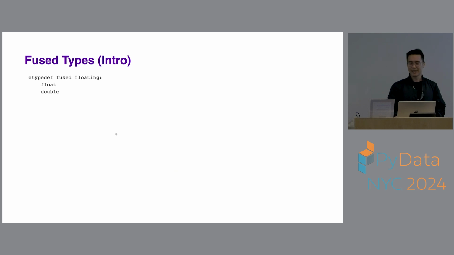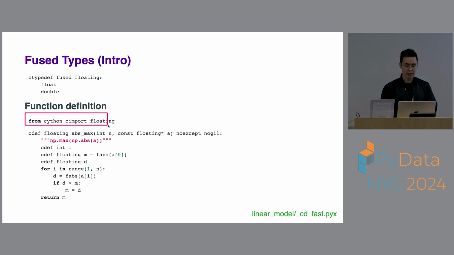Okay, fused types. We use them almost everywhere. A fused type is a type that can represent two different types. This is defined in Cython: a fused type called floating, and it can represent a float or a double. It's already defined in Cython, so you can cimport it. When I define this function, absolute max, floating represents both a float and a double. This generates two functions, one that works on floats and one that works on doubles, but you only wrote the function once, which allows you to support multiple data types. This is a simple example of finding the absolute max.